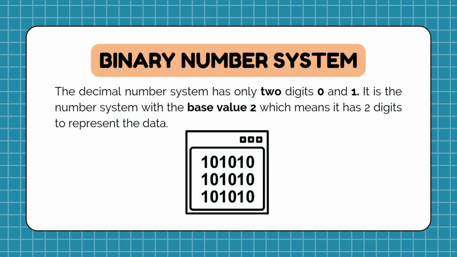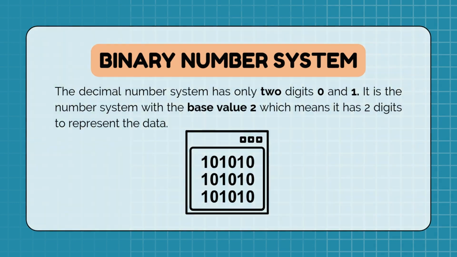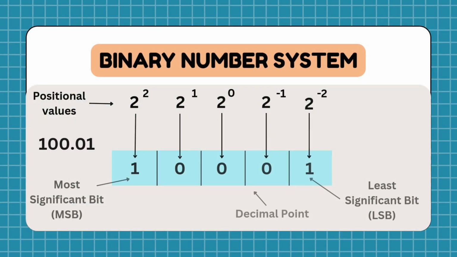Next, we have the binary number system, which is fundamental to computing. It uses only 2 digits, 0 and 1. The base value here is 2, meaning it has 2 unique digits to represent data. For example, the binary number 101011 represents a specific value in the decimal system. In the binary system, each digit's position represents a power of 2.